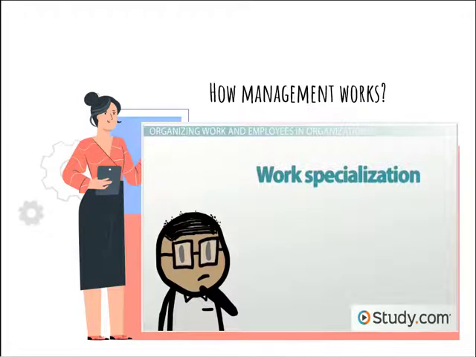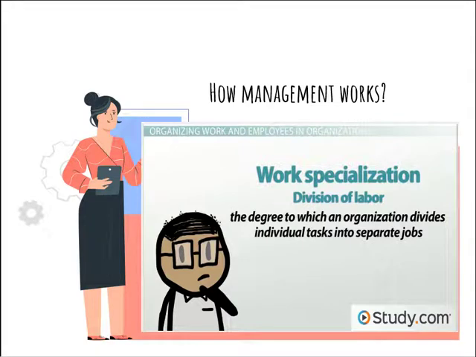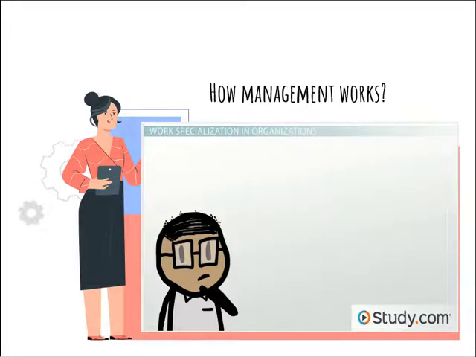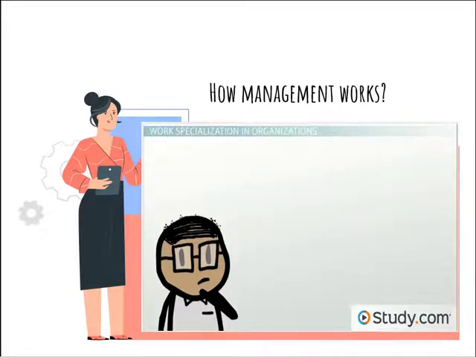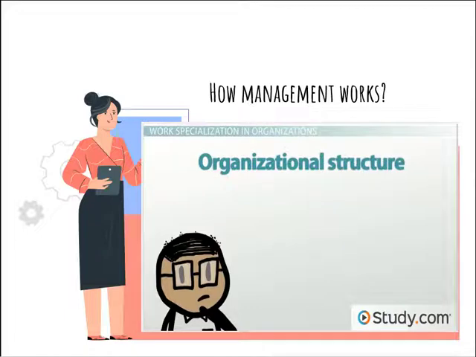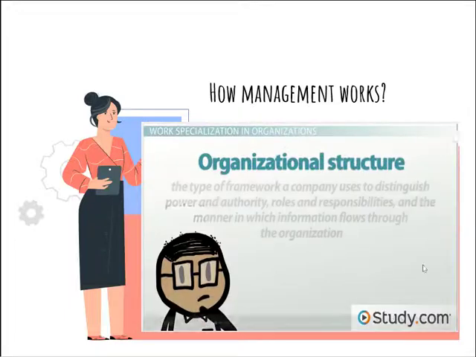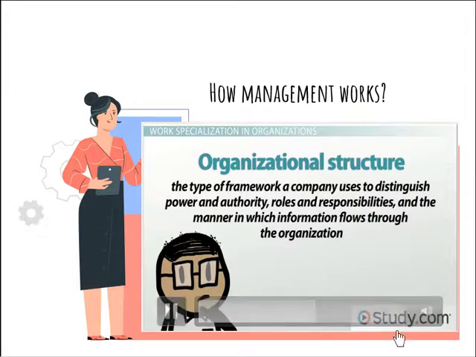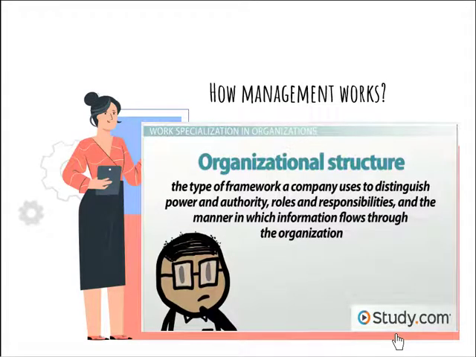Work specialization, sometimes called a division of labor, refers to the degree to which an organization divides individual tasks into separate jobs. This lesson will explain the purpose of work specialization in an organization and how it is used to organize separate jobs. From the start, all companies must decide on an organizational structure. The organizational structure refers to the type of framework a company uses to distinguish power and authority, roles and responsibilities, and the manner in which information flows through the organization.